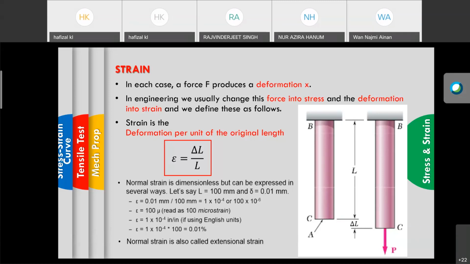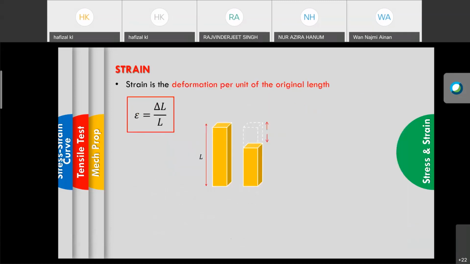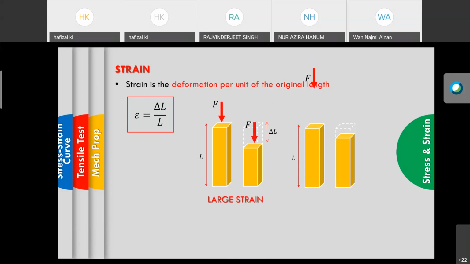If we combine them, we produce what is called Young's modulus. In this case, we have delta L after we apply a load. From this case, we can see a very large amount of delta L, which will produce a large strain. If we compare to this figure, there is very little change of delta L, which will produce a small strain.